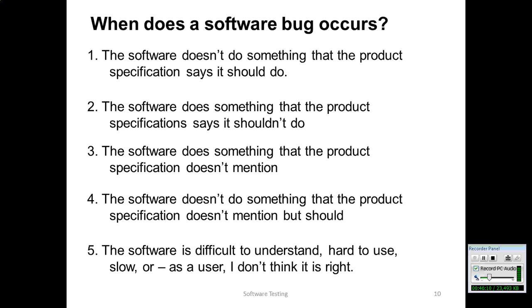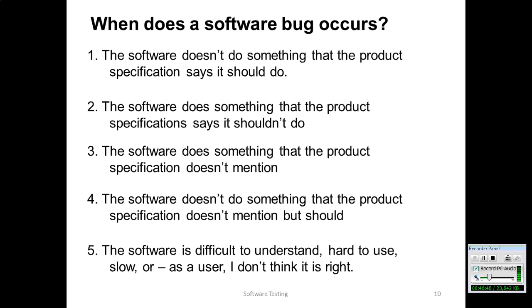The first one is the software doesn't do something that the product specification says it should do. So the software specification says it has to do something, for example when you click on this button, this page should be displayed. But that is not happening in the application. If it is not happening, then you can think that there is a defect in it, or you can open a defect.